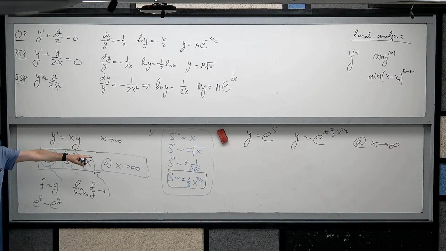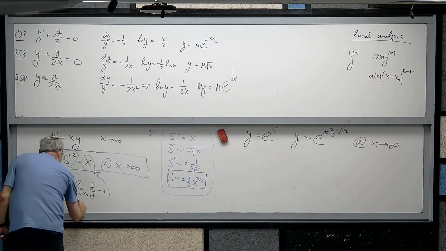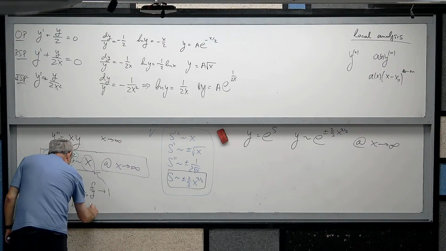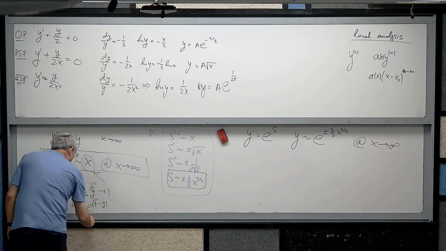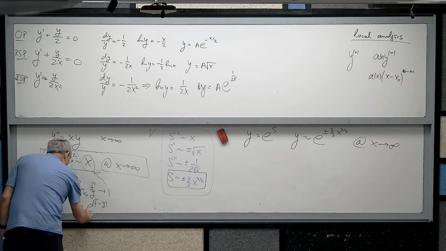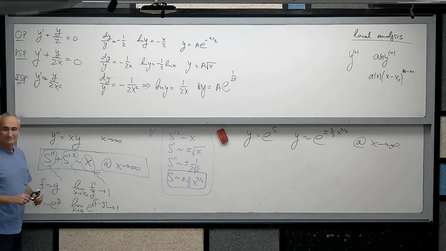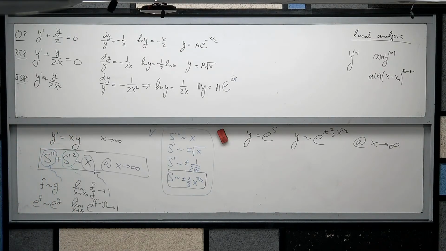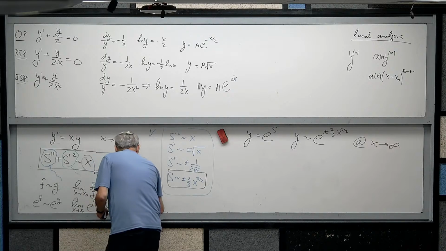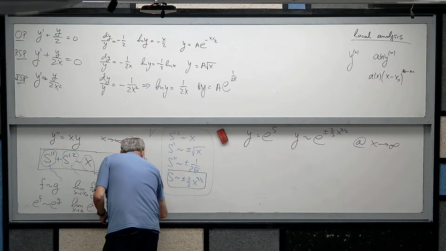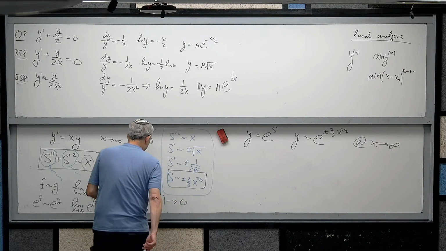This was what I did. This implies that the limit of e to the f minus g as x goes to x naught is going to 1. Which implies that f minus g, that the limit of f minus g as x goes to x naught is going to 0.